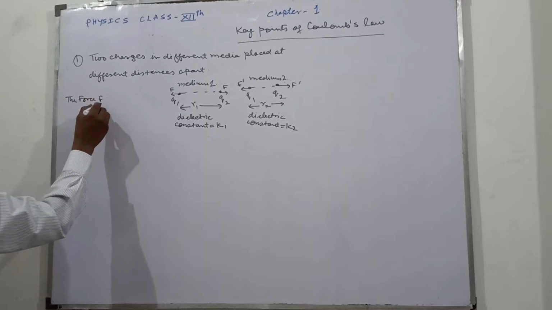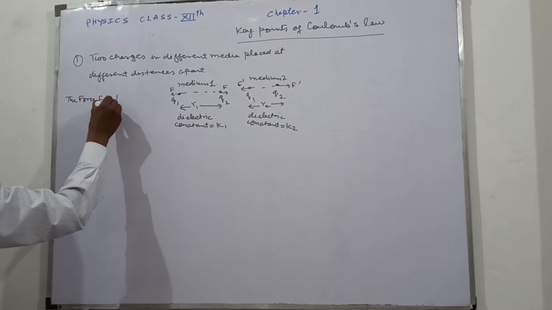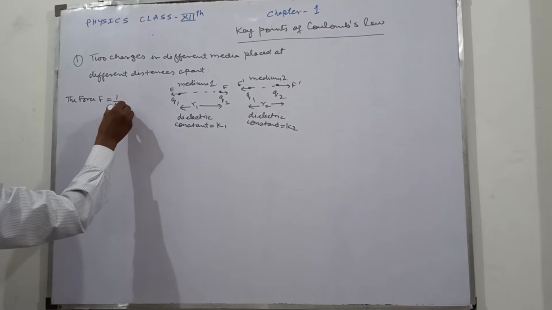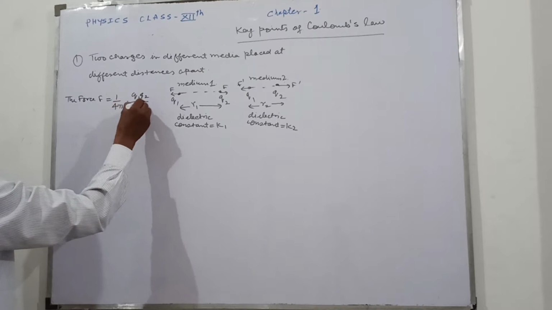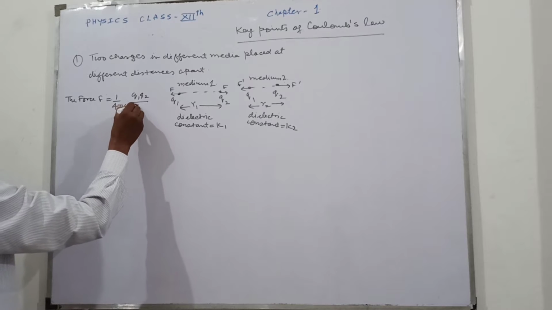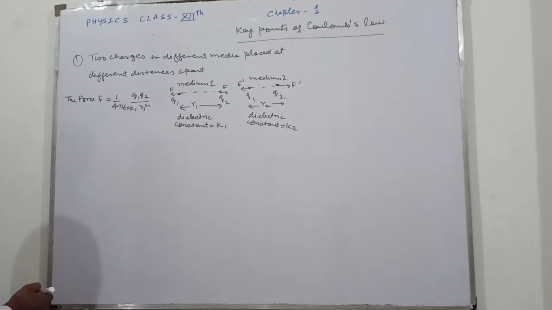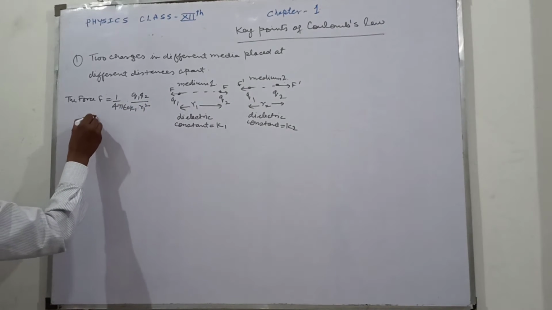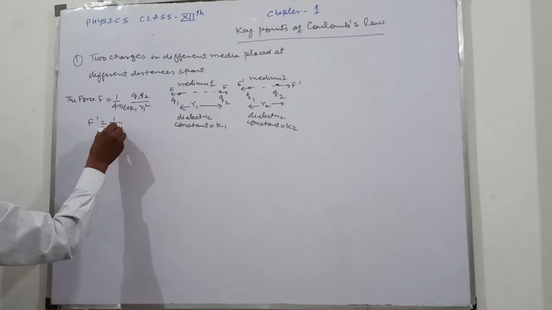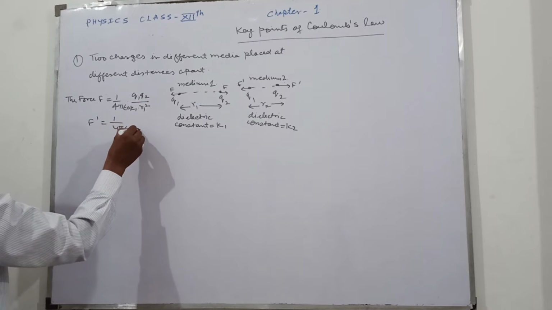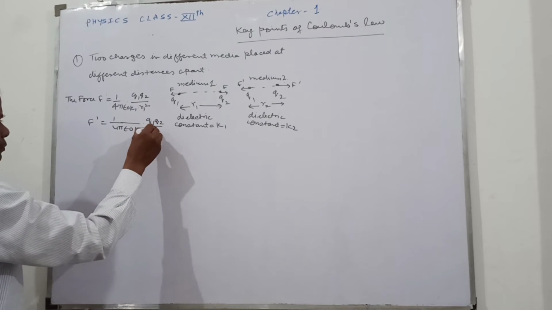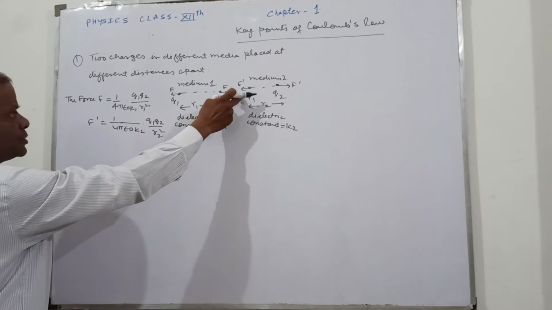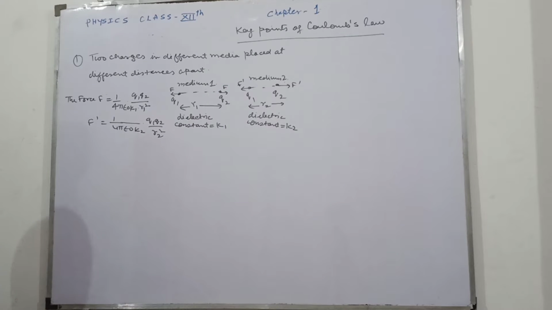The force F equal to 1 upon 4 pi epsilon naught K1 into Q1 Q2 upon R1 square. Now force F dash equal to 1 upon 4 pi epsilon naught K2, and this is your Q1 Q2 upon R2 square.